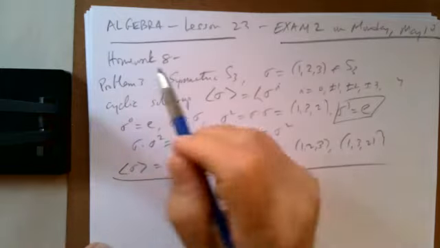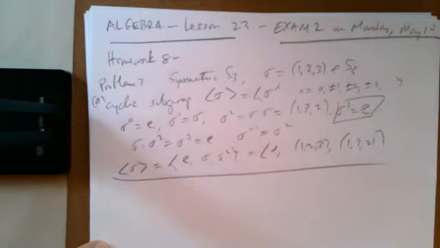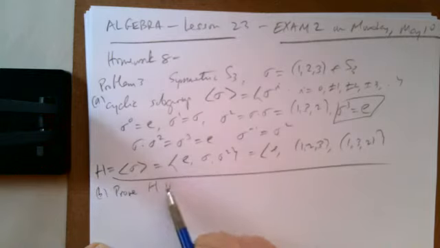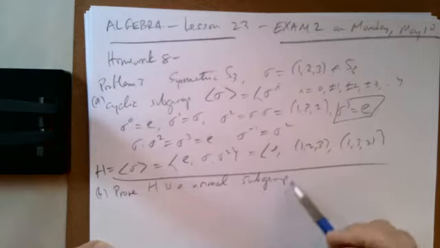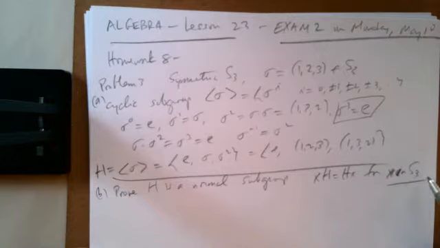Right. This is part A. What is part B? We're calling this cyclic subgroup H. Part B is to prove H is a normal subgroup. So that means you want to prove that xH equals Hx for every permutation x in S3.